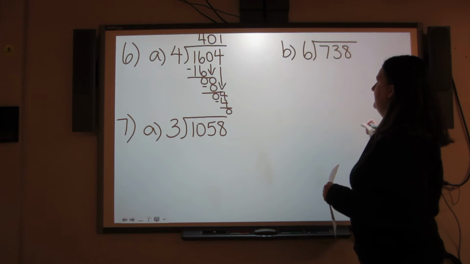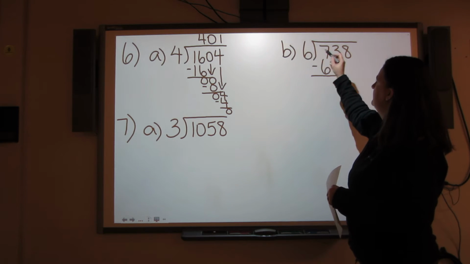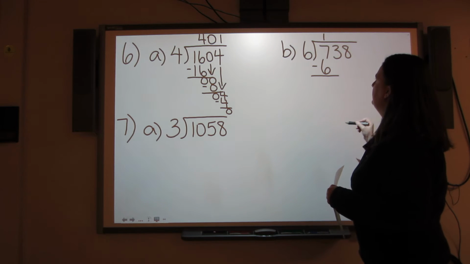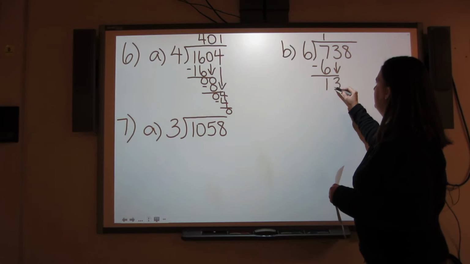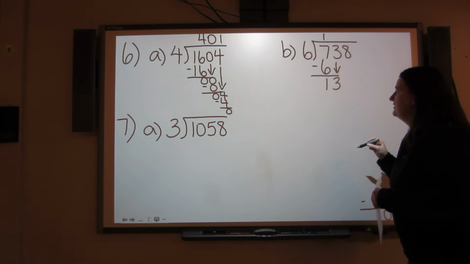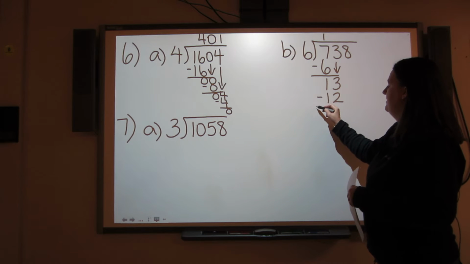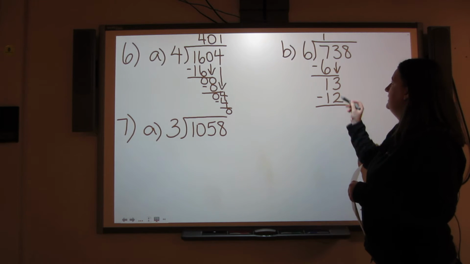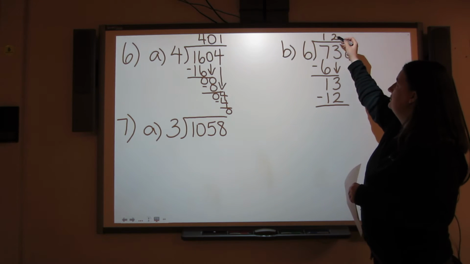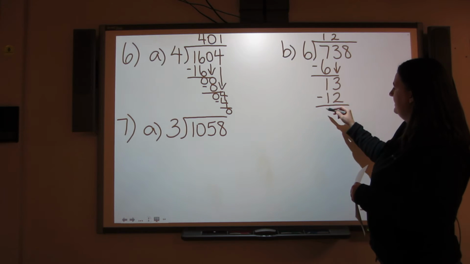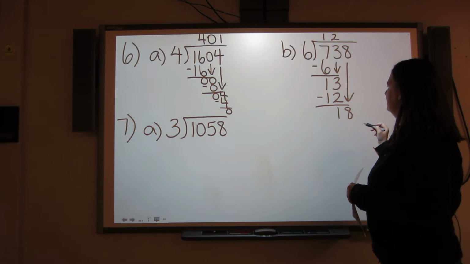6 goes into 7. 6 is the closest thing to 7 without going over, so 6 goes into 7 one time. 7 minus 6 is 1, and I drop my 3. 6 goes into 13. I look down the 6's, and the closest thing to 13 without going over is 12. 6 goes into 12 2 times, because 2 times 6 is 12. And then I minus. 13 minus 12 is 1, and I drop the 8.